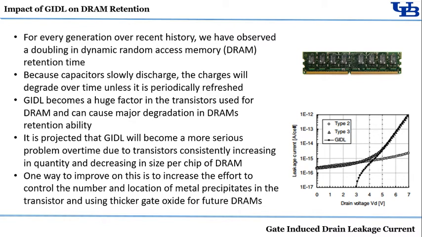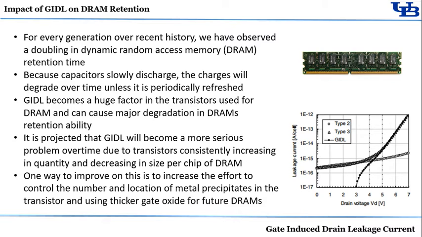Impact of GIDL on DRAM retention. For every generation over recent history, we have observed a doubling in the retention time of dynamic random access memory, which is DRAM. Because capacitors slowly discharge, the charges will degrade over time unless periodically refreshed by a signal. GIDL becomes a huge factor in the transistors used for DRAM and can cause major degradation in DRAM's retention ability. It is projected that GIDL will become a more serious problem over time due to transistors consistently increasing in quantity and decreasing in size per chip of DRAM.